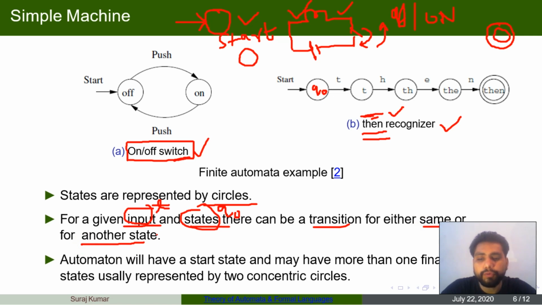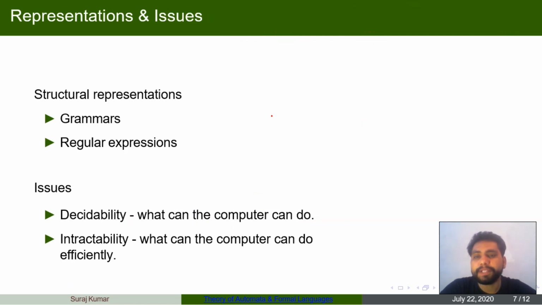Okay, fine. So you will have a starting state from which your machine will start, and there may be one or more than one final state in your automata. So these are two very simple examples for you. So what are the representation and the issues?